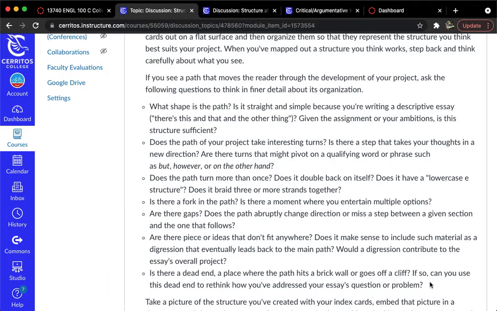If not, perhaps you need to double back and see what you want to do at that point, or you need to figure out how to move beyond that metaphorical wall.